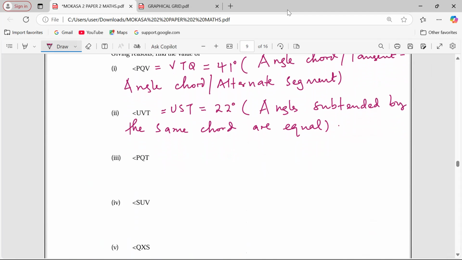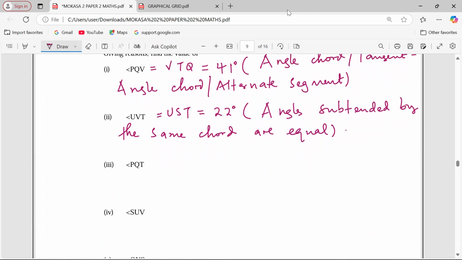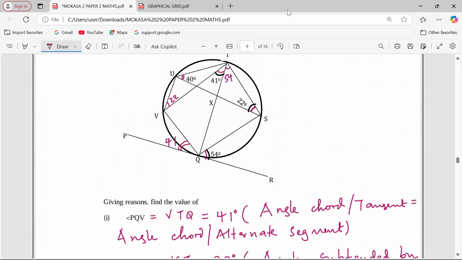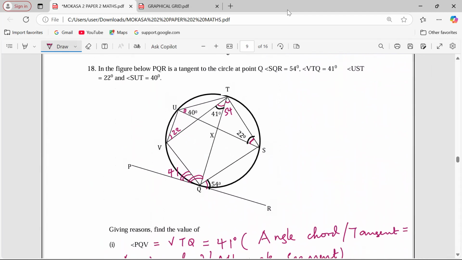Okay, the part 3 of this, we are told that PQT, we find PQT. All right, so that is the whole of this angle. PQT, the whole of this angle. So we can work out a few angles now. We need now to work out a few angles. Then we come up with some conclusion.